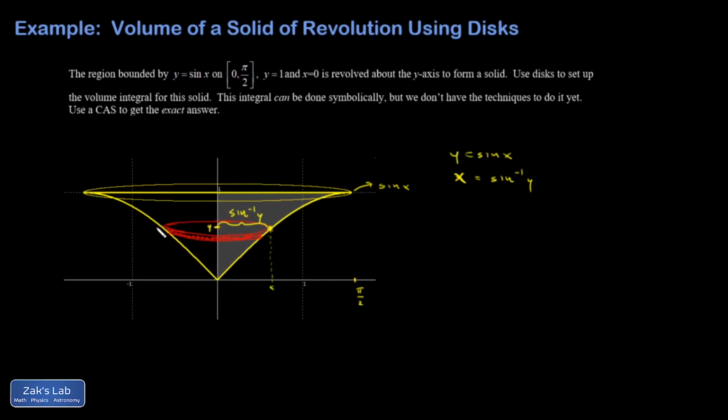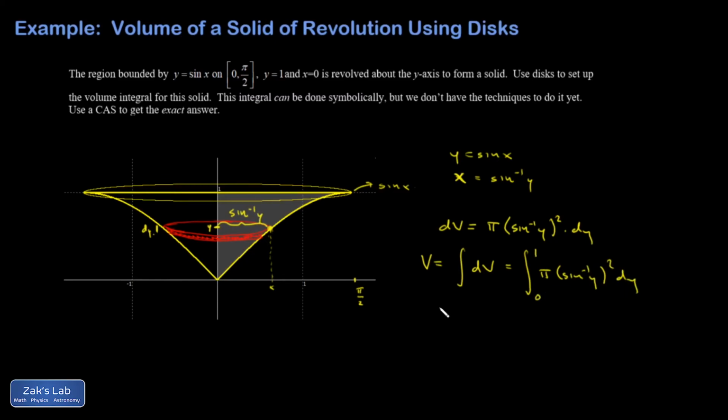The thickness of the disk over here is just a little dy. So I set up my volume element dV. So dV is going to be equal to pi times the radius squared times the thickness. Now that we've got that volume element set up, we use integration to add up all the volume elements. We are summing all the volume elements. Pi inverse sine y squared dy as y goes from 0 to 1.